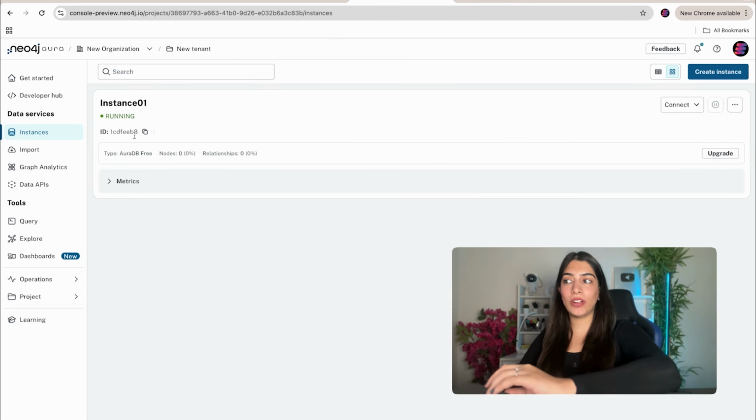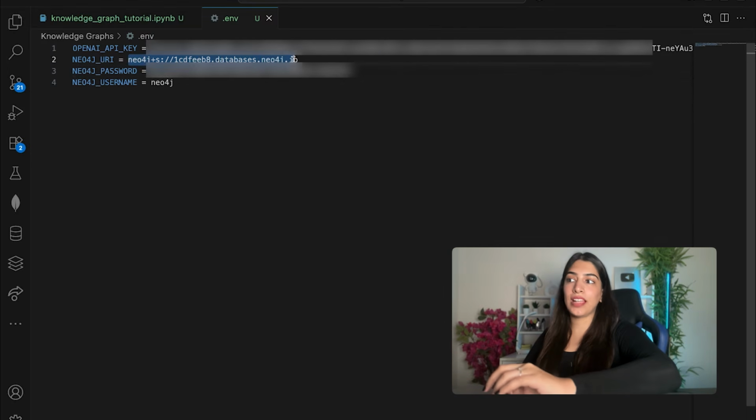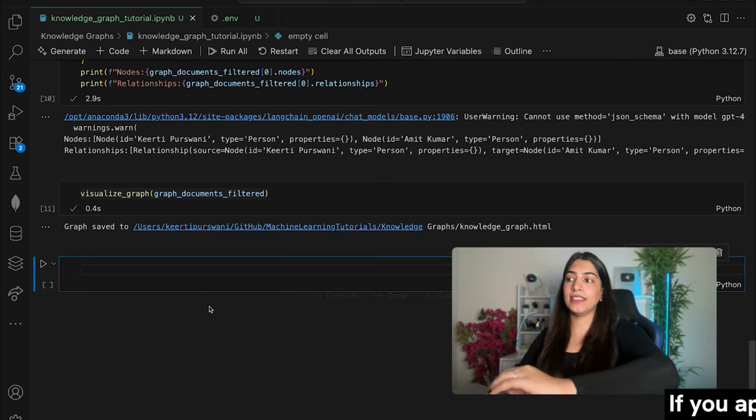This is the ID that got created. So what I did was I copied it. I went to my env, and I can give URI like this. So I just copy pasted the ID over here. Now let's go back to the code and let's continue writing.